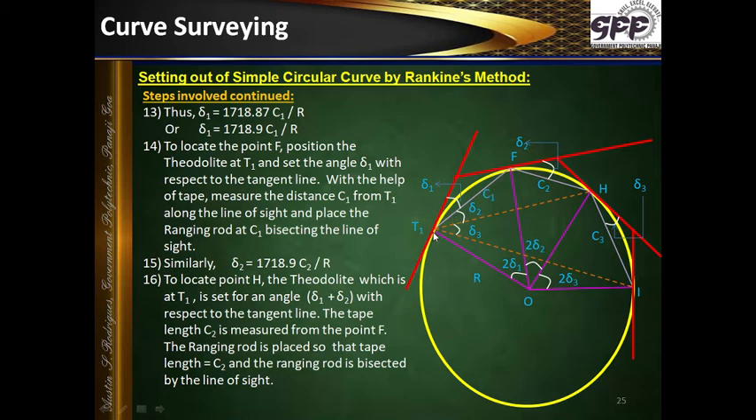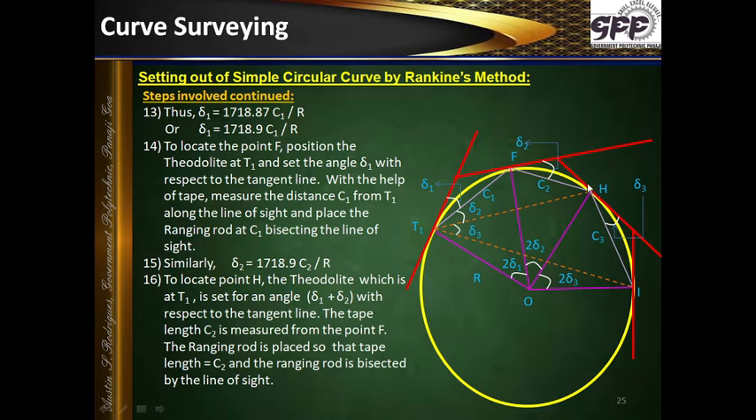Now I take the tape, and from T1 I measure the length equal to C1. I measure the length and hold the ranging rod at the end of C1 in such a manner that through the telescope I see the ranging rod, and at the end of the tape I have the ranging rod. So with this I know that I have defined my point F over here.